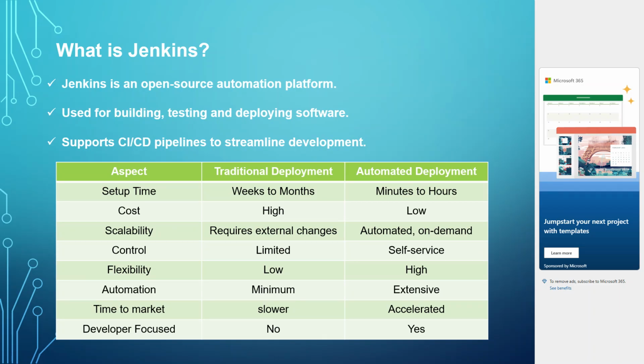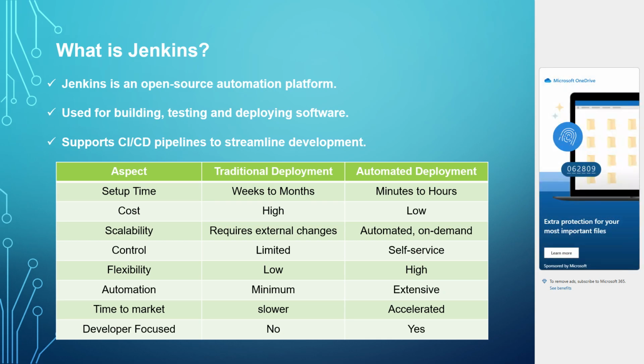Similarly, talking about control as an aspect, with traditional deployment we have limited control, and automated deployment gives us self-service, so we have better control here. Flexibility is low in traditional and high in DevOps deployment. Automation, obviously, because of some dependency on external factors, has minimum opportunities with traditional deployment, and automated deployment has better or extensive automation capabilities.